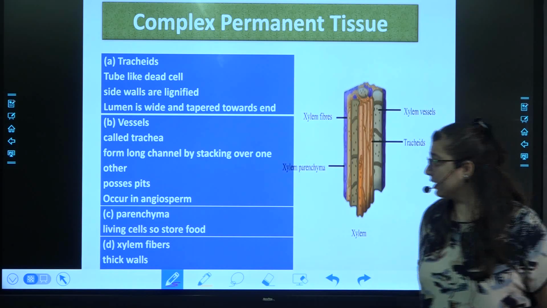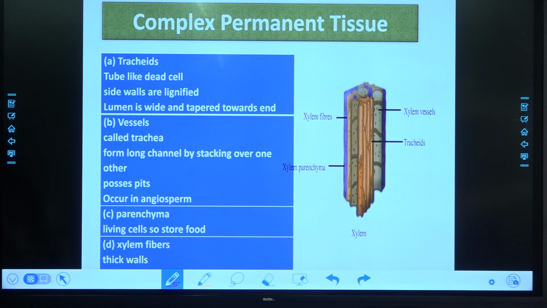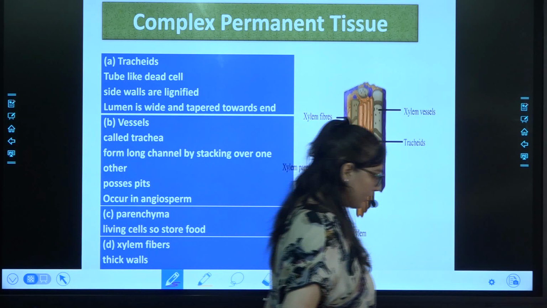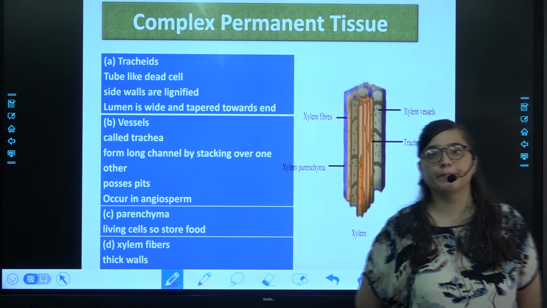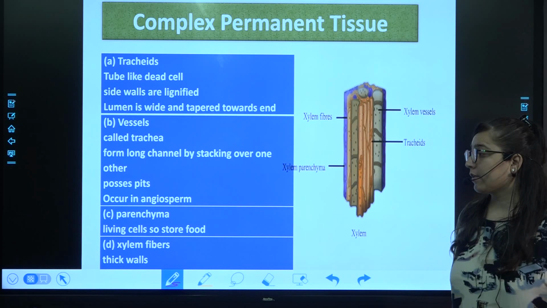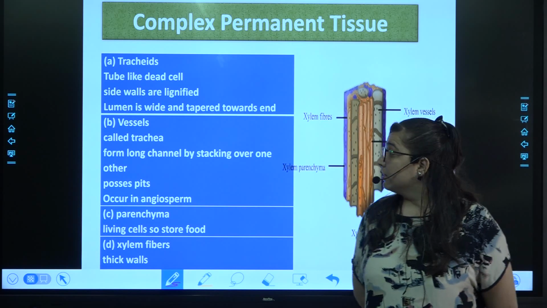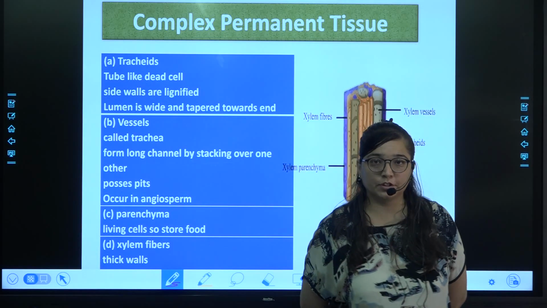Be quick in noting. Last few seconds you have to note, after that we'll move further. Okay, now let's move further.